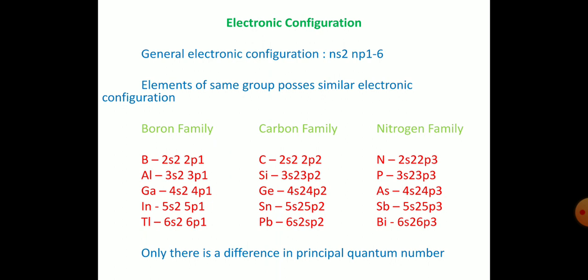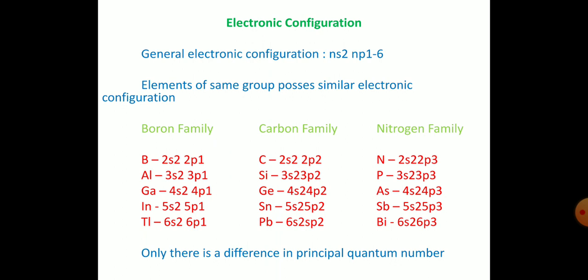And there is a trend we know, if the elements are present in the same group. If you take the boron family, boron, aluminium, gallium, indium, they will have similar outer electronic configuration. Their outer electronic configuration will be the same, but only one change will be there. That change is their principal quantum number, which means the value of n. If the element is present in the second period, n value will be equal to 2. If it is present in the third period, n value will be equal to 3. If it is in the fourth period, then the n value will be 4, and so on.